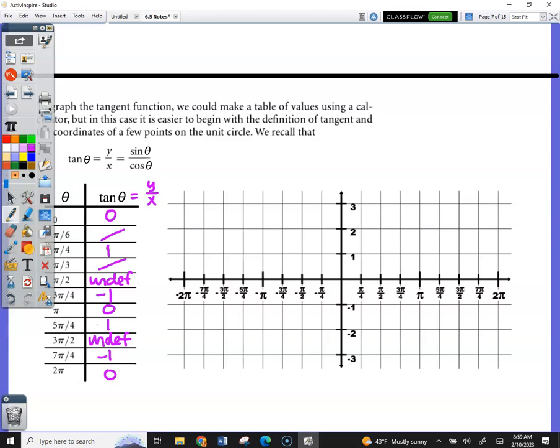All right, so we're going to plot our asymptotes first. We're going to put a dotted line at pi over 2 and 3 pi over 2.